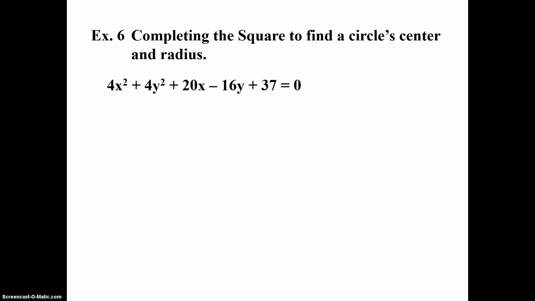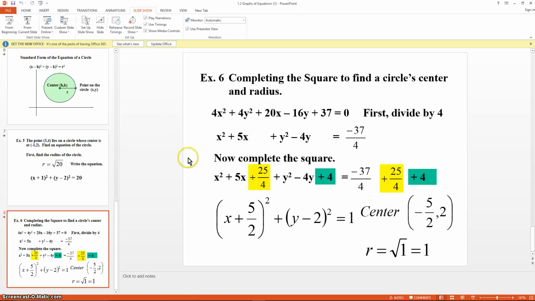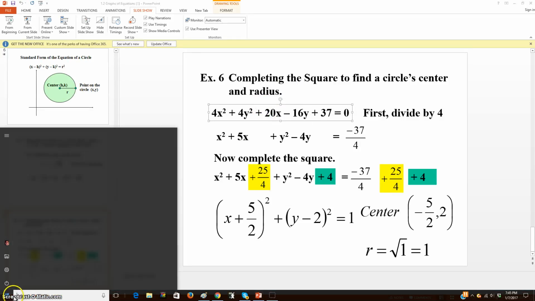Example 6. Complete the square to find a circle's center and radius. Alright, this one's a little bit more complicated. Let me write it down on my paper. Alright, so let's go ahead and complete the square. I'm pretty sure you've done complete the square in Algebra 2. Let me copy and paste it onto Word.